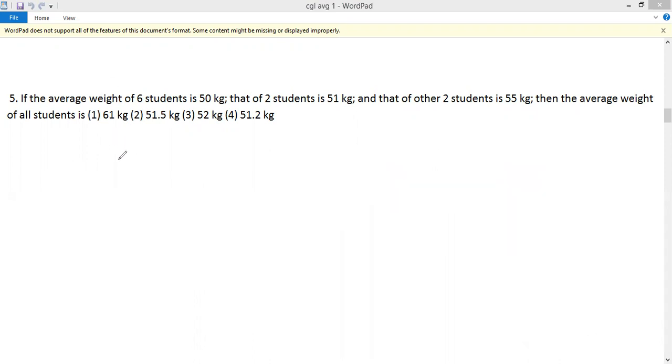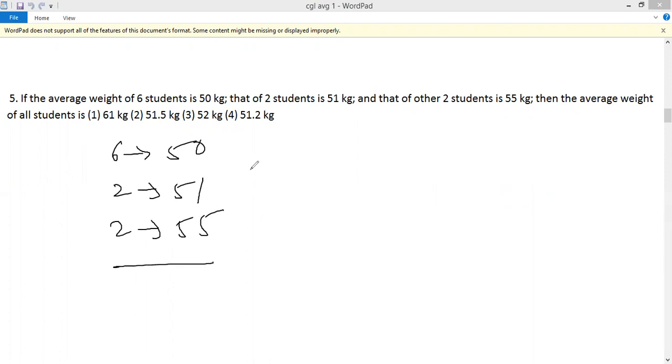Do it that way. Six students, 50. Two students, 51. Two students, 55. And total you have to calculate. I am assuming 50 as the average. See here, how much difference? 1. For how many numbers? 2 numbers. So 2. Then 50 to 55, the difference is 5. How many numbers? 2 numbers. So 10. This must be shared by how many numbers? 10 numbers. So 2 plus 10, divided by 10. How much? 1.2.